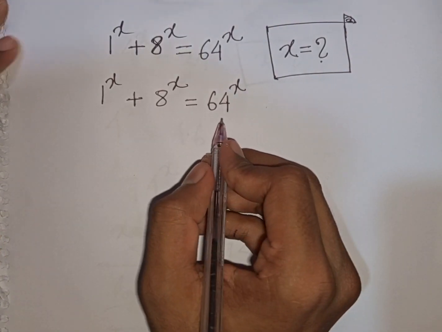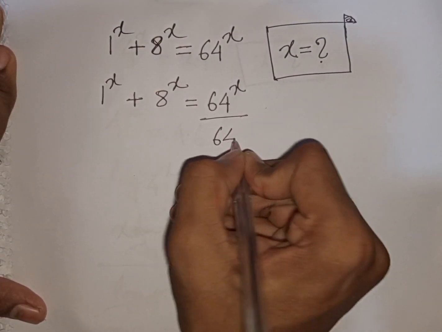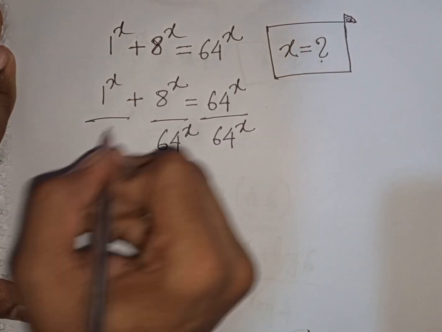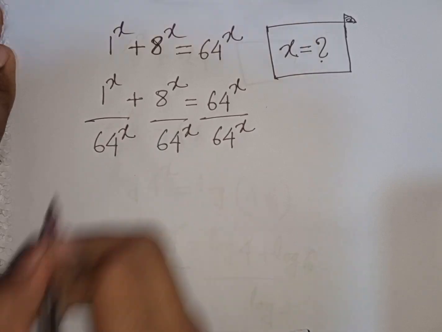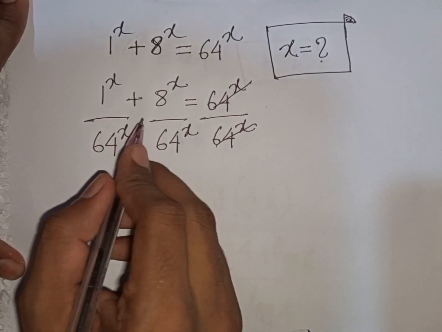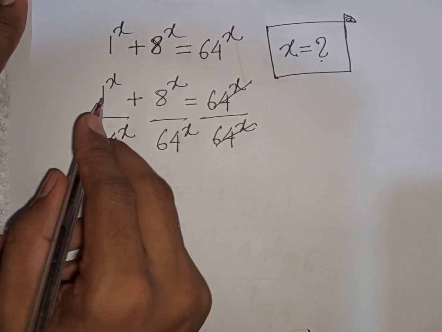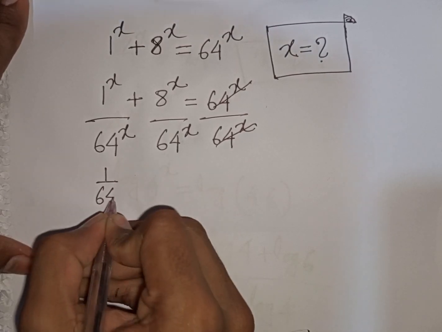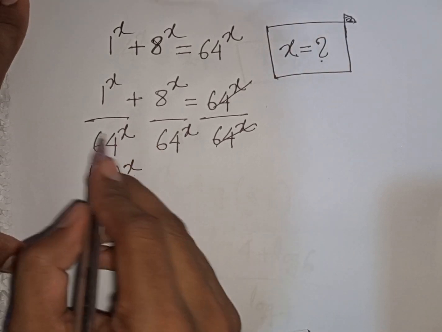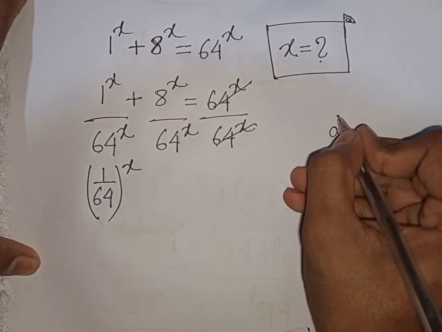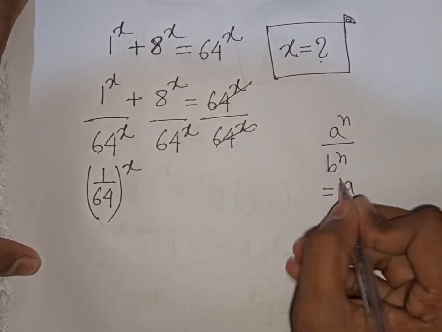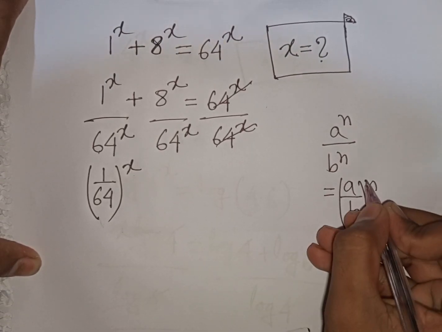Now, we divide by 64^x on both sides. So, divided by 64^x, divided by 64^x, divided by 64^x. Now, this will be cancelled. Now, 1^x over 64^x can be written as (1/64)^x, because x is the same power but the bases are different. According to this formula, a^n over b^n is equal to (a/b)^n.